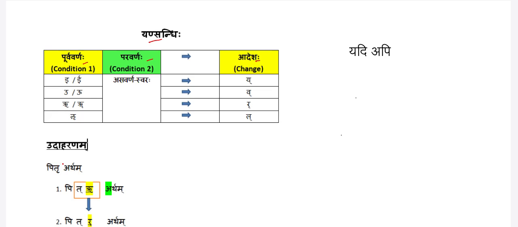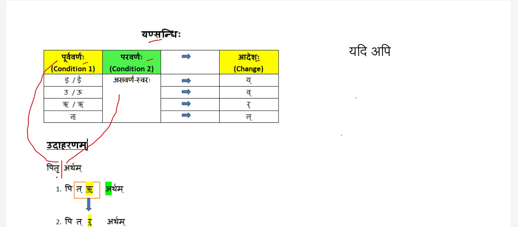Okay, so we have Pitru and Artham. So I've just drawn a vertical line. Varna means letter, and the one which is prior to this vertical line is Purva Varna. Okay, and then the one which is after this vertical line is Paravarna.